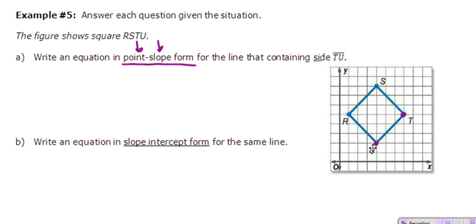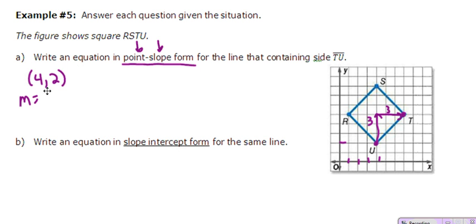So how about I pick the U? That's at 4 on the X, 2 on the Y. So I'm going to use the point 4, 2. Now, I also need the slope. Well, think about it. I can find the slope by using rise over run. I have two pretty points. If I count from the U to the T, I'm going up 1, 2, 3. So my rise is 3. I'm going to the right 1, 2, 3. So my run is 3.